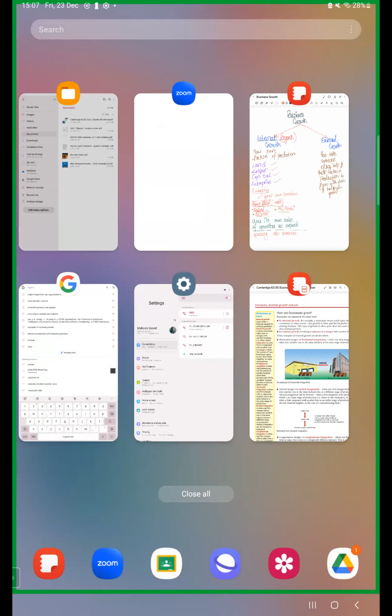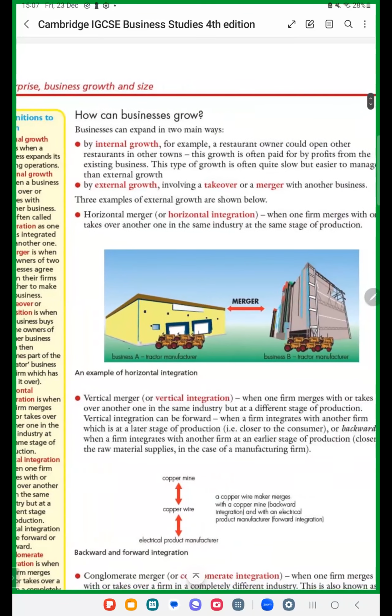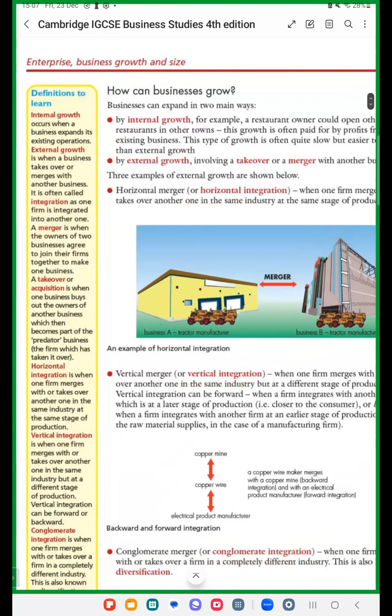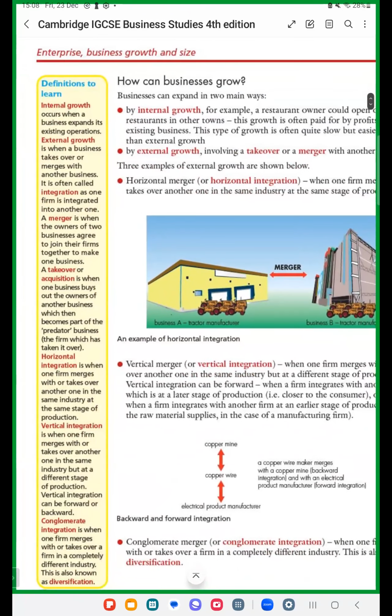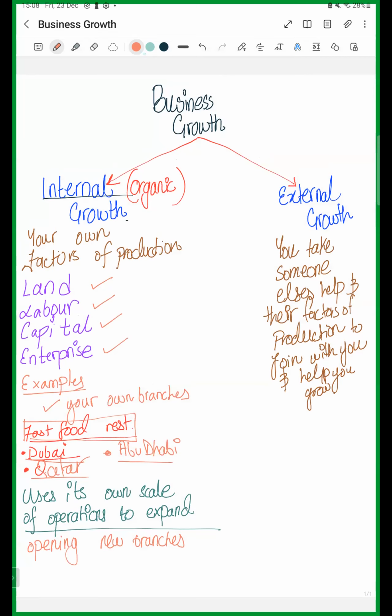All right. Now, what is external growth? We've gone over this. External growth involves, like we discussed before, growing or expanding with the help of others. Basically, the term integration, we need to understand this first. The term integration is when two businesses connect with each other.